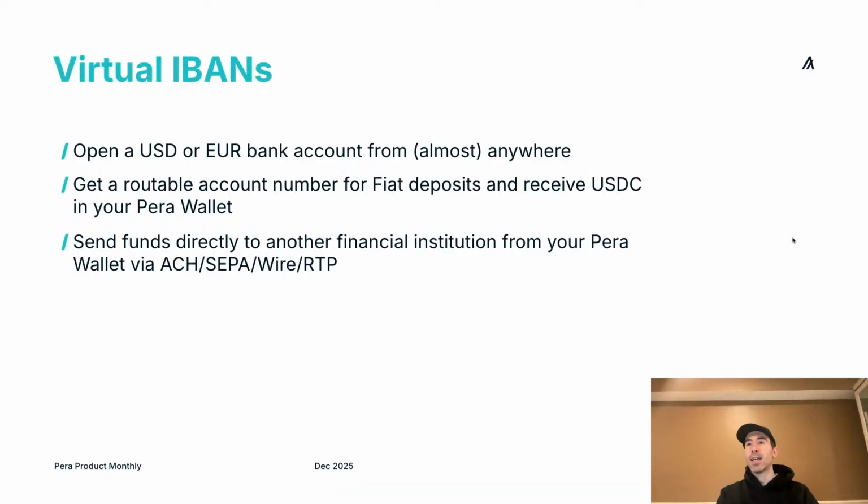What's next? All right, so we got our virtual IBAN. I've been talking about this for a while, but it allows us to open up a USD or euro bank account. So that's IBAN or SEPA anywhere from almost anywhere in the world. If you live in India, you can open it. If you live in like Africa, you can open it. I mean, the possibilities are endless here. And you get a routable account number for fiat deposits received in USD. So essentially, it's a virtual bank account. You got your IBAN, you got your routing number, and you got your bank account number.